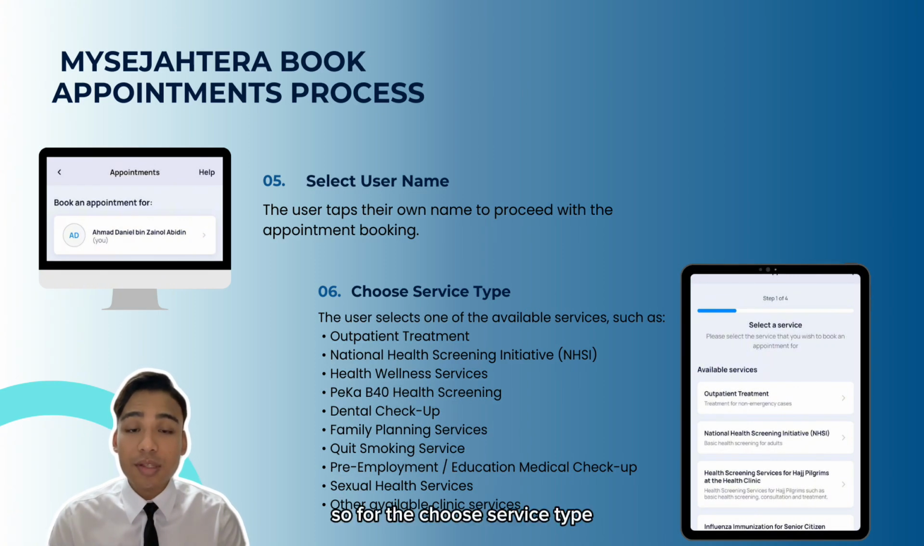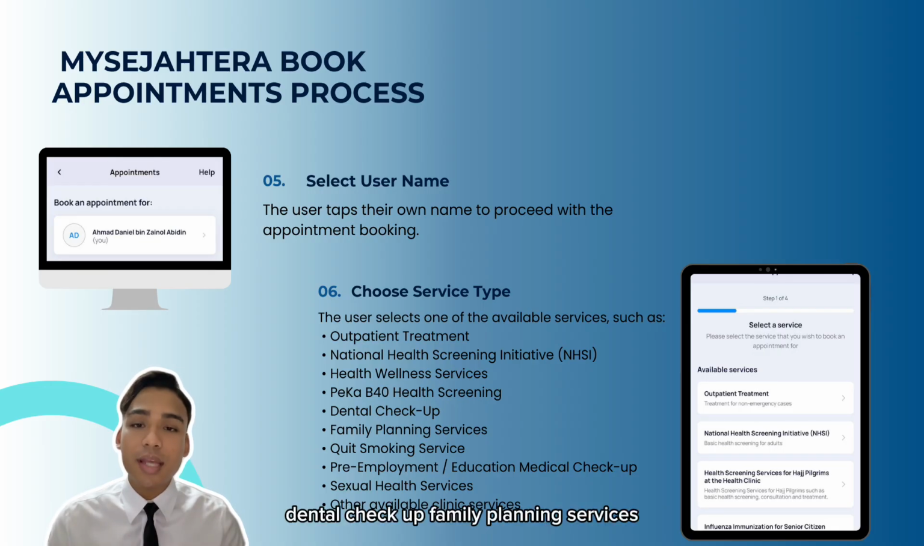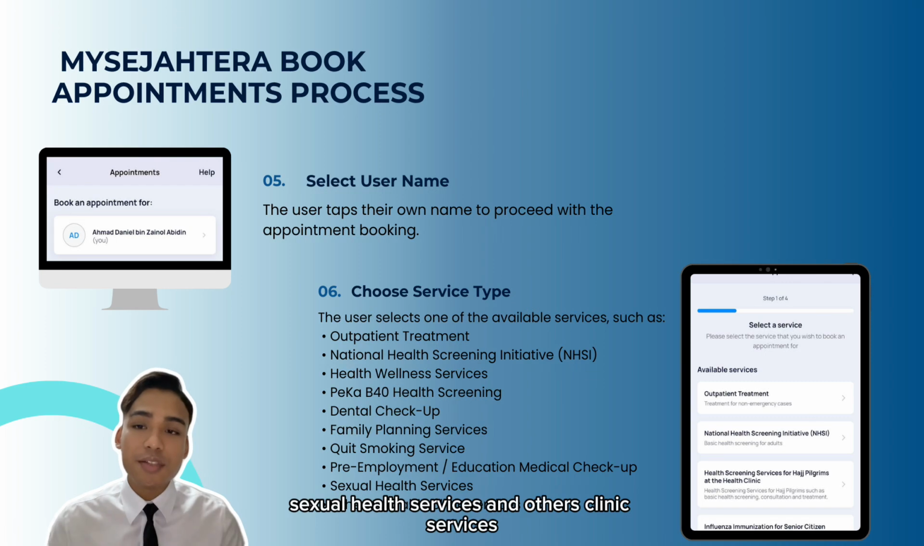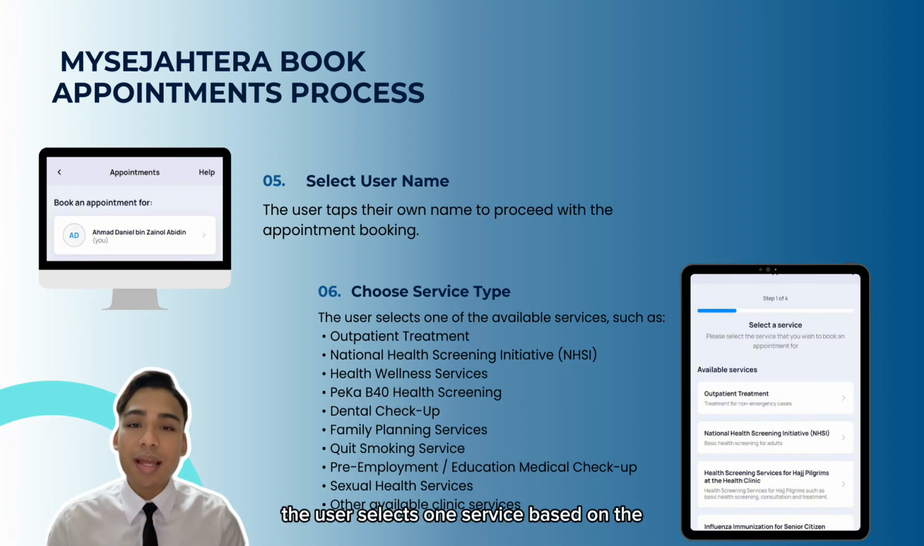This step ensures that the appointment is linked correctly to the user's health record. So for choosing the service type, after selecting the username, the system displays a list of available healthcare services. Some examples include outpatient treatment, National Health Screening Initiative, Health Wellness Services, Peka B40 Health Screening, Dental Checkup, Family Planning Services, Quit Smoking Service, Pre-Employment or Education Medical Checkup, Sexual Health Services, and other clinic services. The user selects one service based on their healthcare needs.